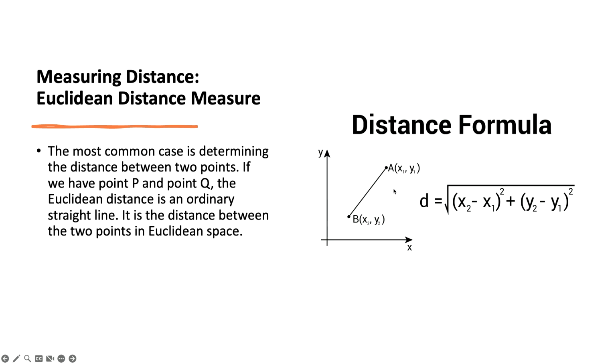So for this purpose, usually Euclidean distance calculation is used. Here, as you can see, in order to calculate the distance between 2 data points, we take the difference between the 2 coordinates: x2 from x1 and y2 from y1. We take the square, sum up, and take the square root. So this is how we calculate the distance between 2 data points.